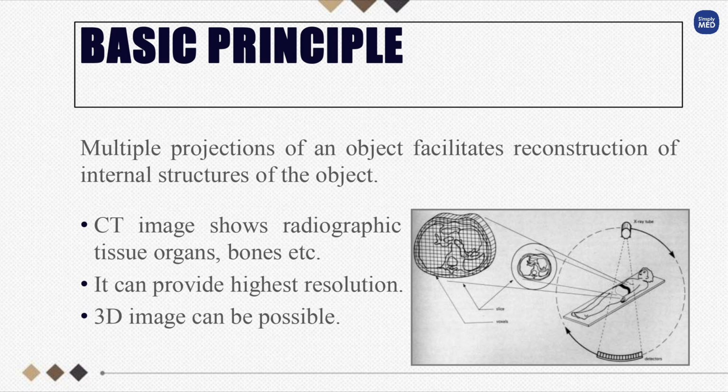The main definition for the basic principle is that multiple projections of an object can be reconstructed into several images of the internal structure of the object. So with the help of multiple projections, we can reconstruct the internal structure of objects. The CT image shows you the radiographic tissue, organs, bones and all, it gives you good resolution, and we can get the 3D image also.